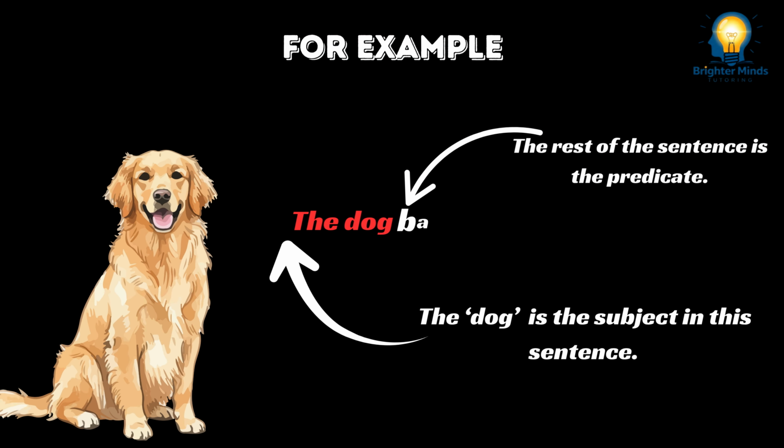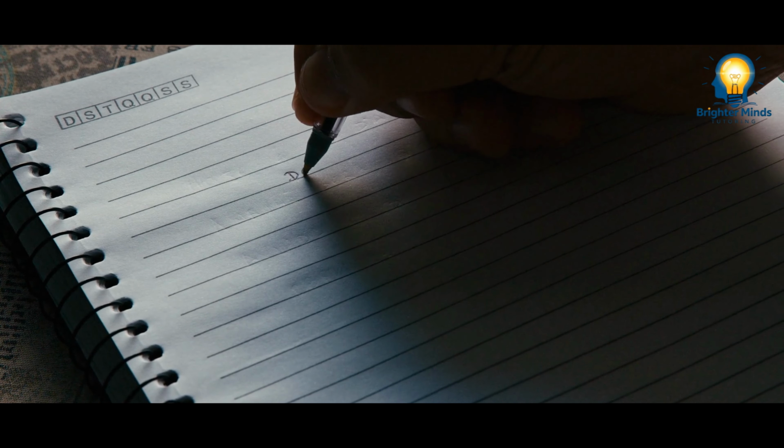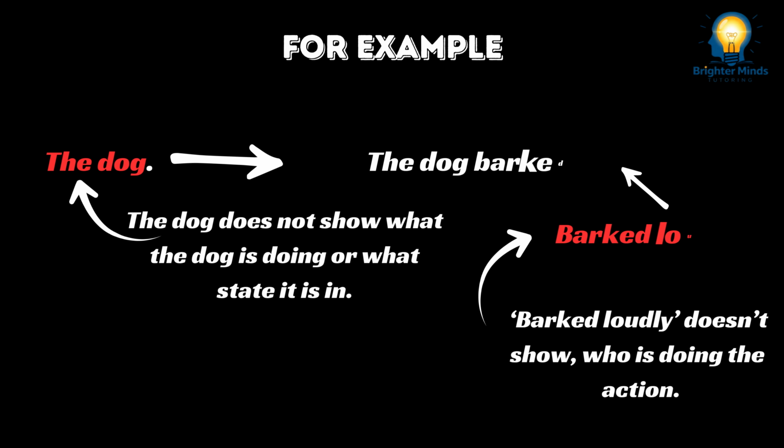For example, in the sentence, the dog barked loudly, the subject is the dog because the sentence is about the dog, and the predicate is barked loudly because it tells us what the dog did. Without both of these parts, a sentence cannot be complete. If you only say the dog, it leaves you wondering what about the dog. And if you only say barked loudly, we don't know who barked. But when you say the dog barked loudly, it forms a clear and complete idea.